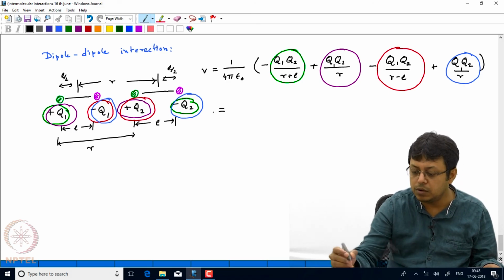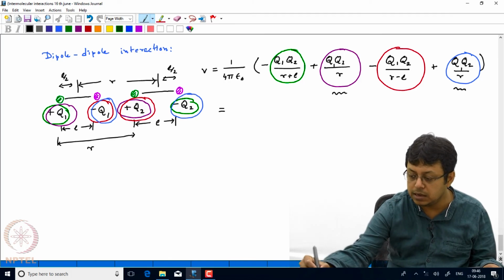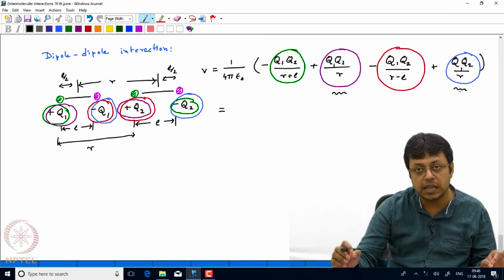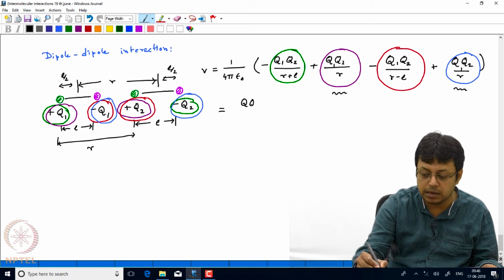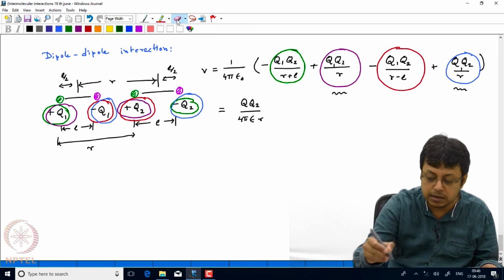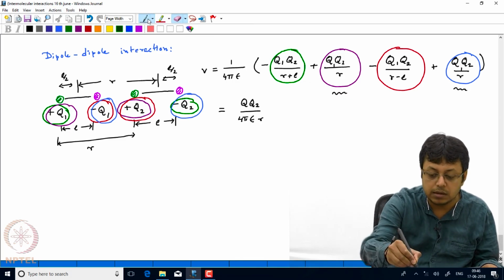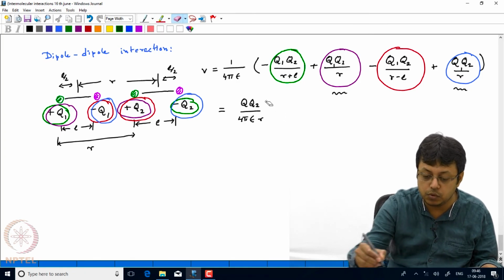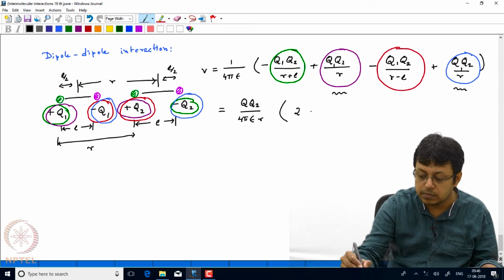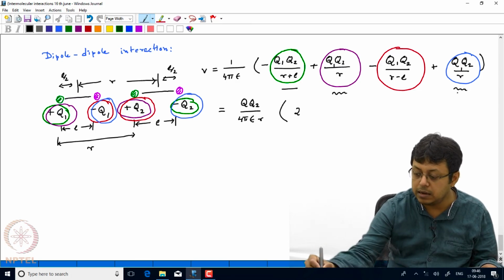If I look at it carefully, these two terms are basically the same. This is between the like ends of the dipole: plus Q1 is interacting with plus Q2 and minus Q1 is interacting with minus Q2. So, if I take Q1 Q2 by 4 pi epsilon R common, and let us write epsilon here, because we are just considering a general medium of permittivity epsilon, then these two terms will give me a factor of 2. So, we will have 2 here, and then let us work out this term and this term.